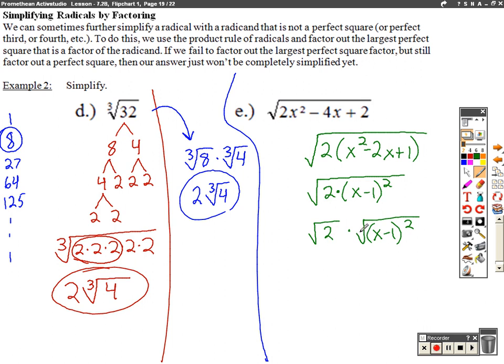And here I can divide 2 into 2. It goes in 1 time, so I can pull out one of these x minus 1s, but I must use absolute value brackets. So I get absolute value of x minus 1 times the square root of 2. Typically, you're going to want to write the square root at the end of your expression.